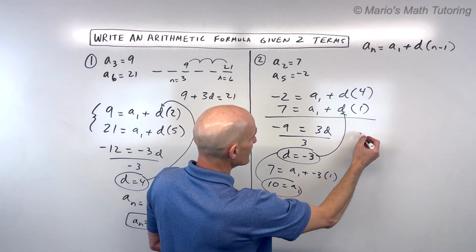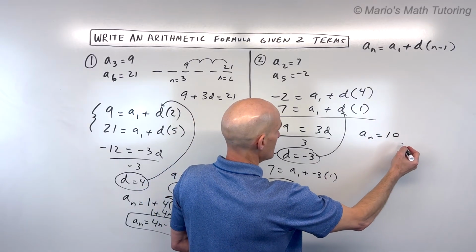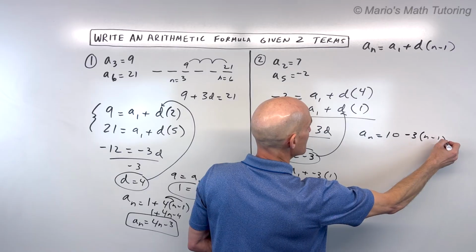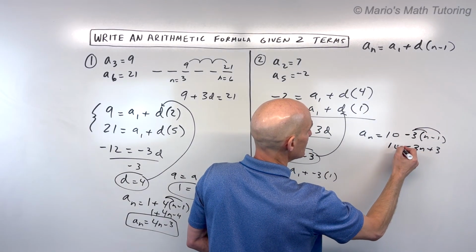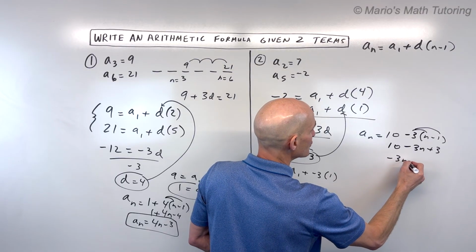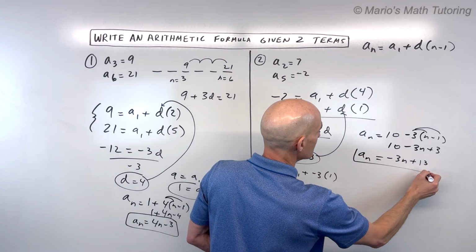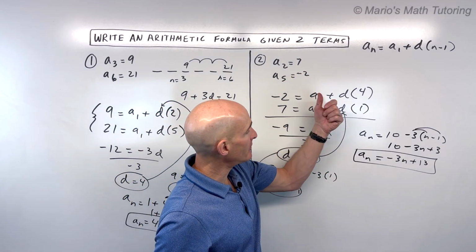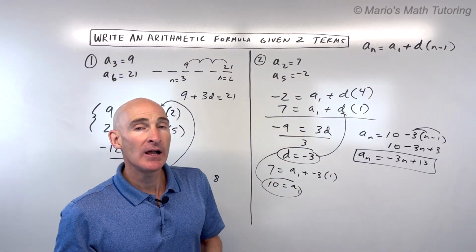So that's going to be what? That's going to be a sub n equals a sub 1, which is 10, plus negative 3, or you could say minus 3, times n minus 1. Now if I distribute, negative 3n plus 3, and if I combine like terms, negative 3n plus 13 is equal to a sub n. And again, I like to check it sometimes, like say, for example, if I put in a 5, that'd be negative 15 plus 13, which is negative 2. It matches. Let me erase the whiteboard.